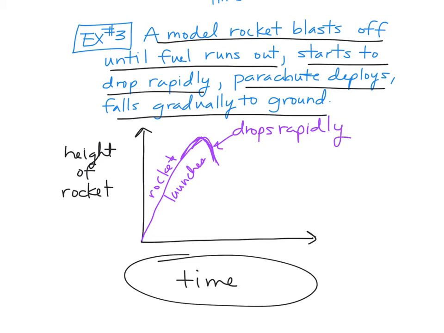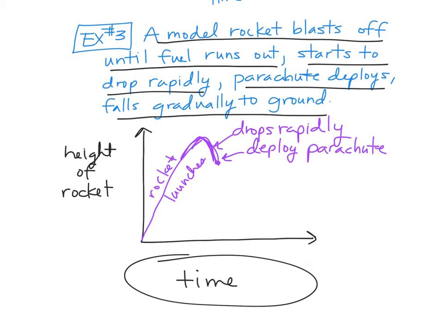And then it says that the parachute deploys. So this point right here is where we're gonna deploy our parachute. Where do we go from there? No. We go down, like this. No. How do we go down? Right, a little more, less of a slope, right?